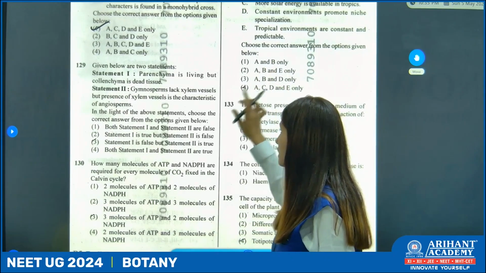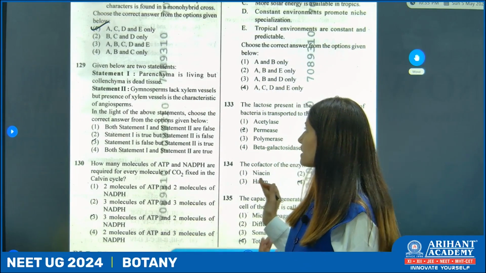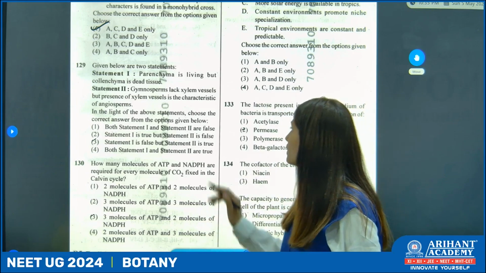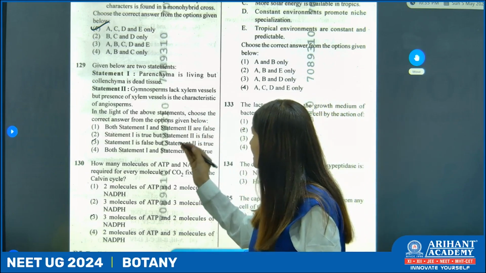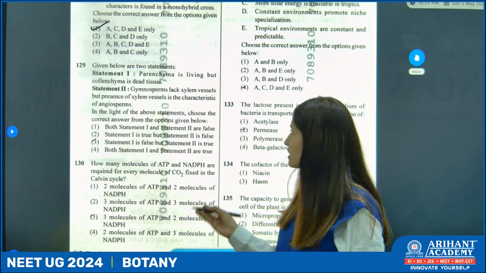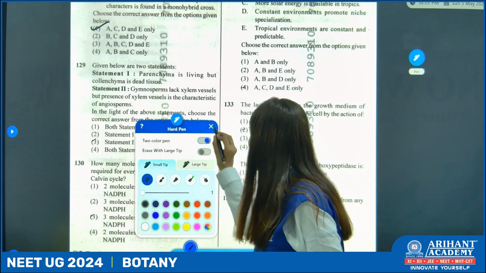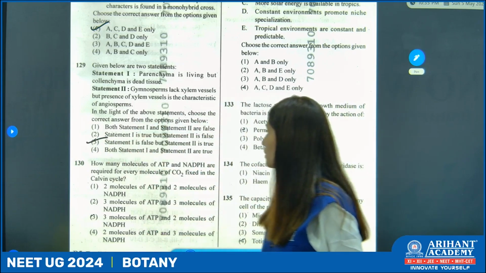Then, given there are two statements, parenchyma is a living but collenchyma is dead tissue. Wrong. Collenchyma is also a living tissue. Then, gymnosperms lack xylem vessels, but presence of xylem vessel is characteristic of angiosperm. This is the right option, right statement. Hence, we will go with the option number 3.